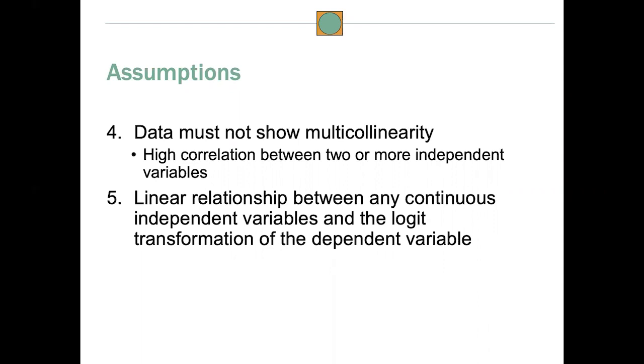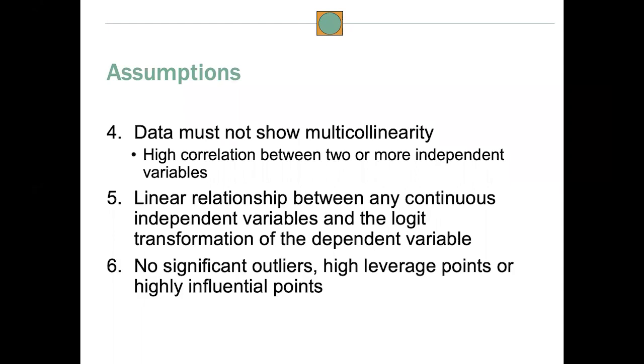of the dependent variable. And in 6, there shouldn't be any significant outliers, leverage points, or influential points. And if they are present, it indicates that the observations in your data set are in some way unusual and can have a negative effect on the model used to predict the value of the dependent variable.